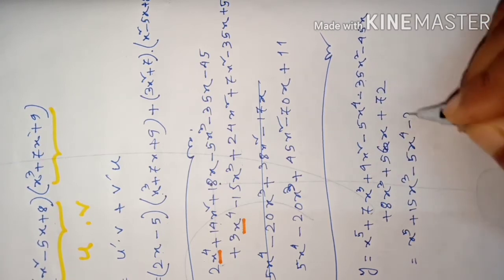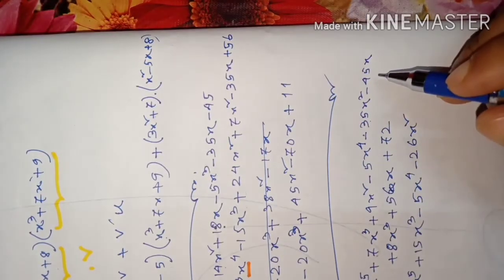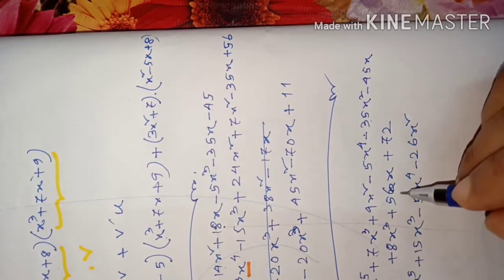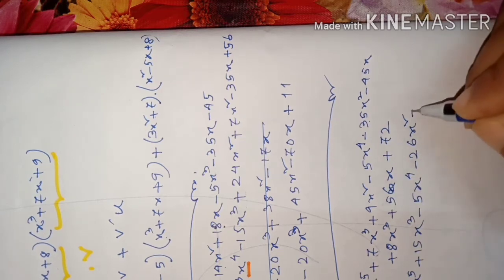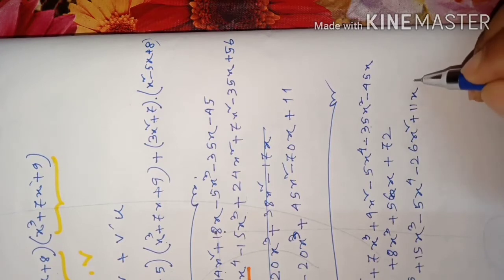This is minus 26. Then x here 45 times, negative 56 times, positive. Then it will be 11 times, positive, plus 72.